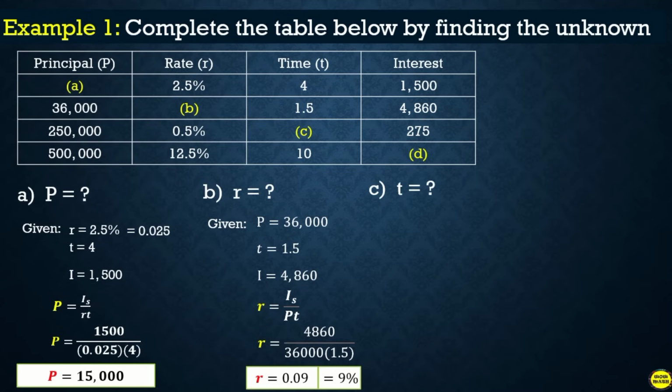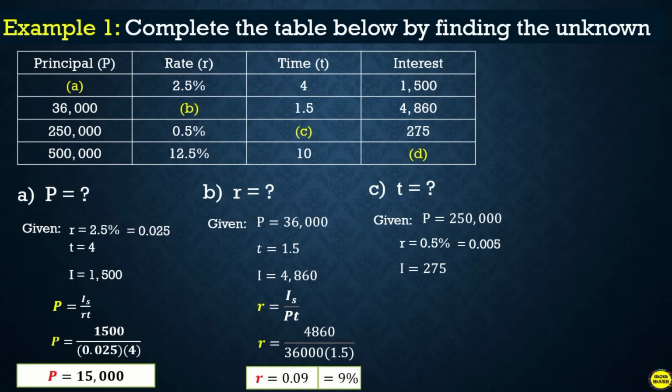Sa letter C, ang kinukuha natin is time. Ano yung mga given? 250,000 yung principal amount. Yung rate natin is 0.5%, pero kailangan natin i-convert pa yan sa decimal. Ang sabi ko kanina, pwedeng i-divide by 100 or mag-move tayo ng 2 places to the left. Okay, so that is 0.005. And then yung interest natin, that is 275.